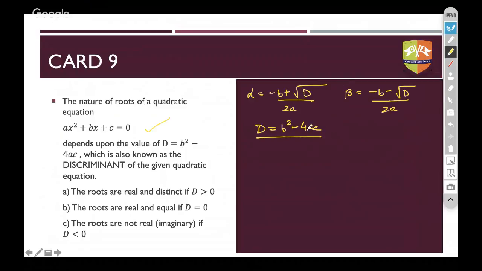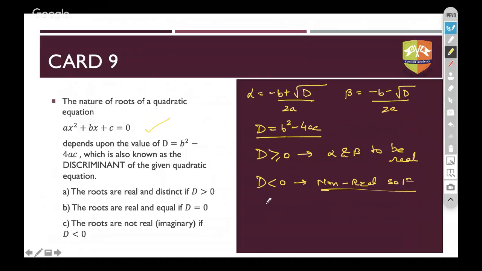Now, there is a root of D. So D must be greater than or equal to 0 for alpha and beta to be real. Why? Because there is no solution to the square root of a negative value in the real numbers set. So D must be greater than or equal to 0. If D is less than 0, then we say that there are non-real solutions. Those lie in the realm of complex numbers, but in your CBSE 10th grade portions, we are not going to deal with them. So if D is less than 0, there will be non-real solutions.